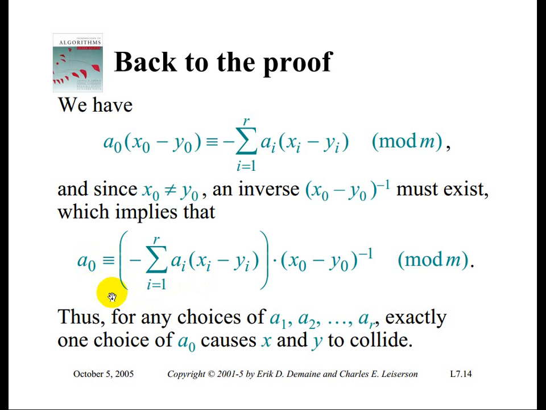Since a0 is fixed, it means it takes one value and everything else can vary, which is m raised to r. So the total fraction of number of functions of h is m raised to r divided by m raised to r plus 1, which is 1 by m, and that's what you need, right?